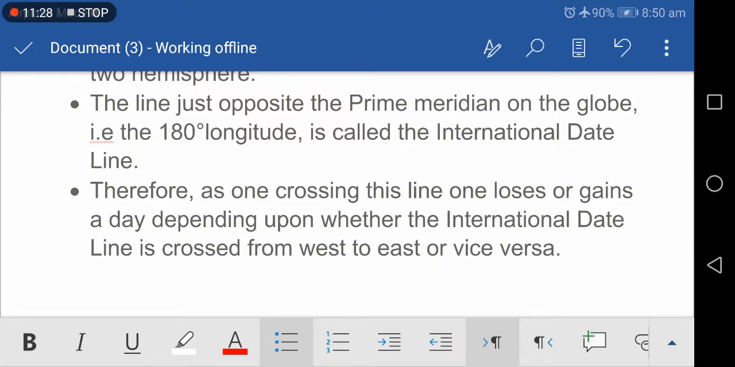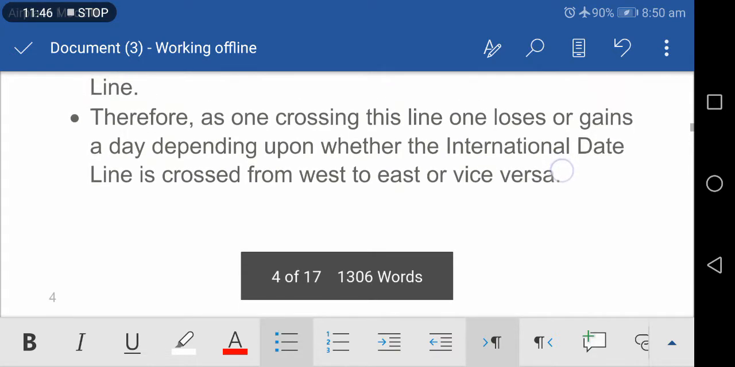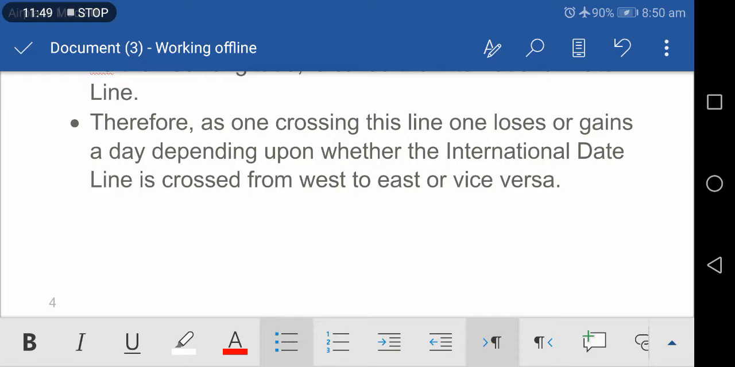The International Date Line is the basis of keeping the date, and the date changes as one crosses this line. The date in the eastern hemisphere is ahead of that in the western hemisphere. Therefore, as one crosses this line, one loses or gains a day depending upon whether the International Date Line is crossed from west to east or vice versa.